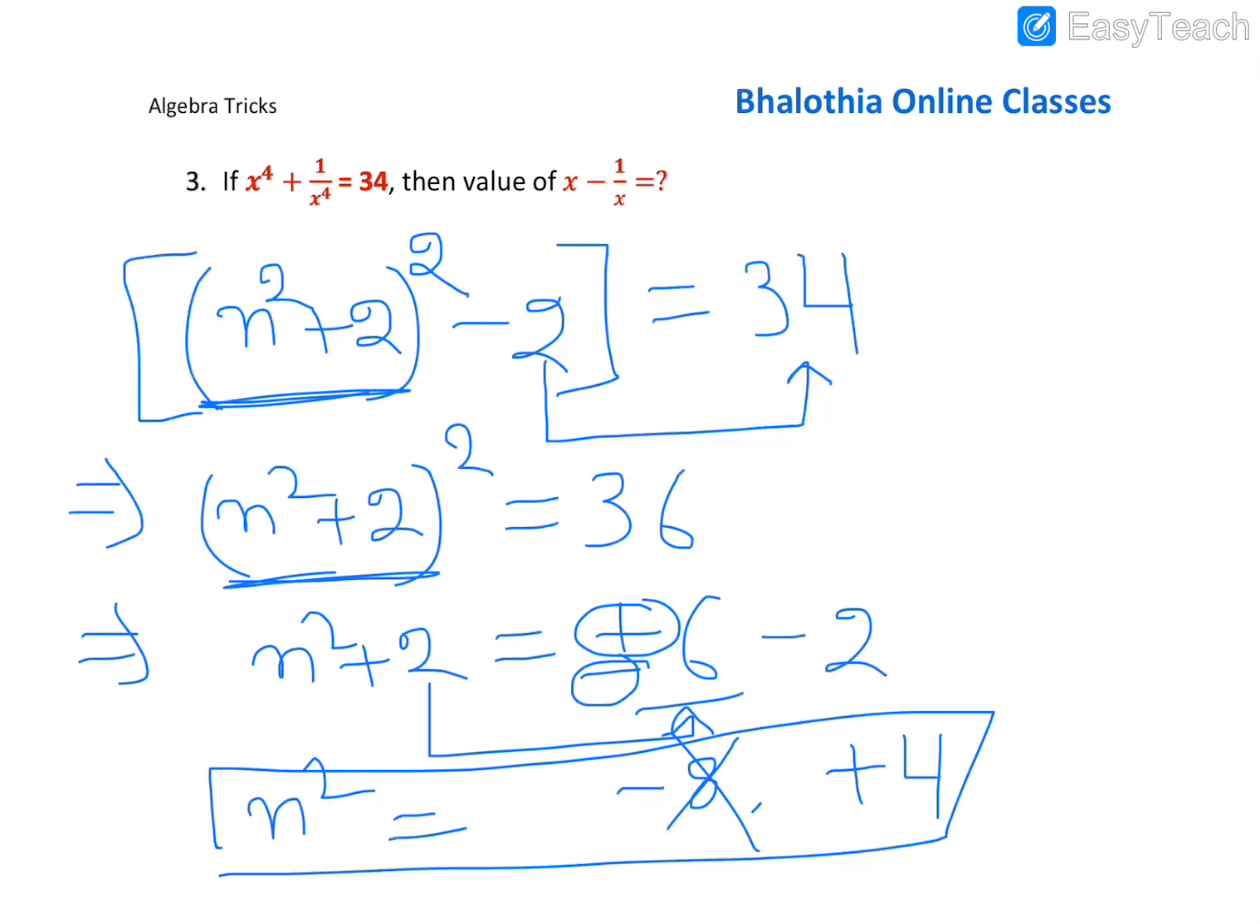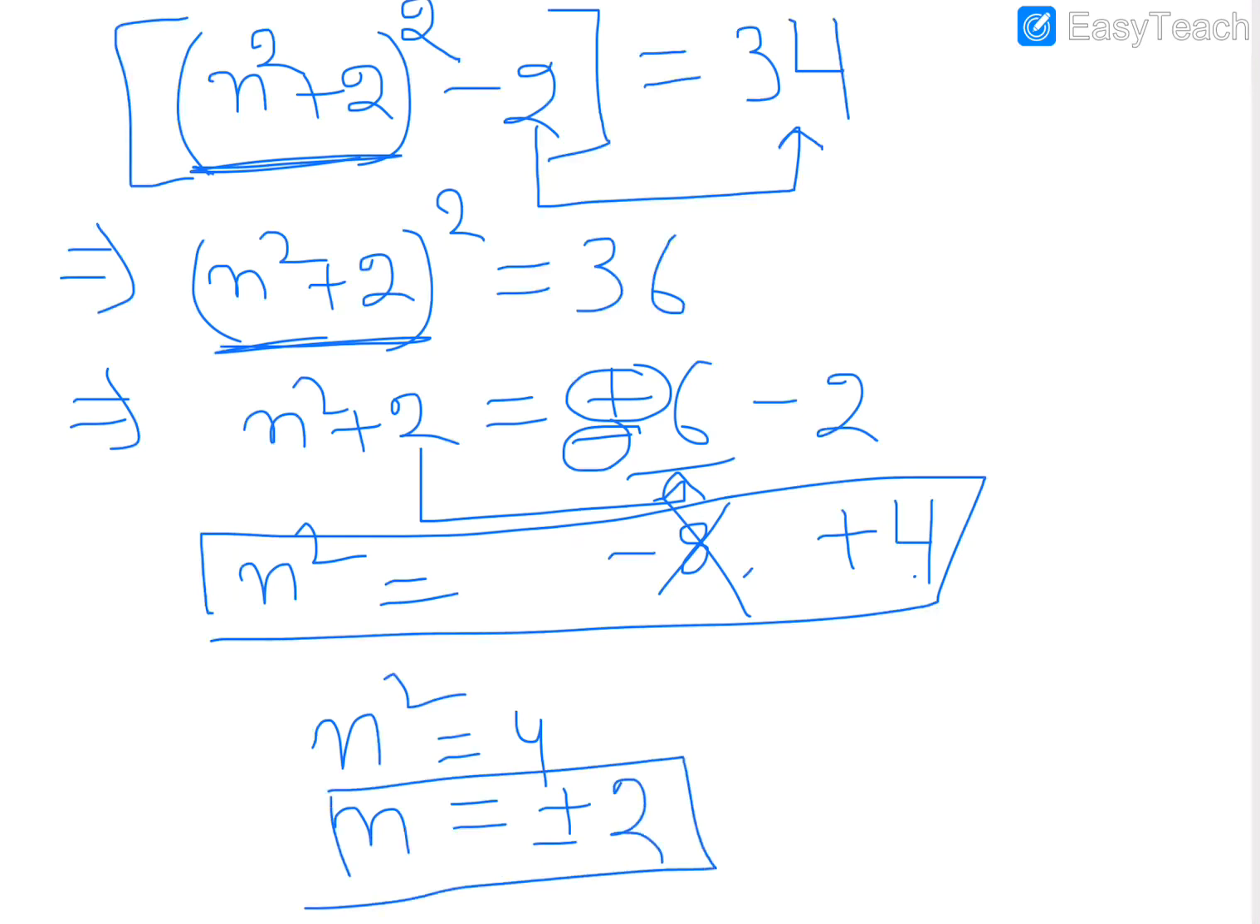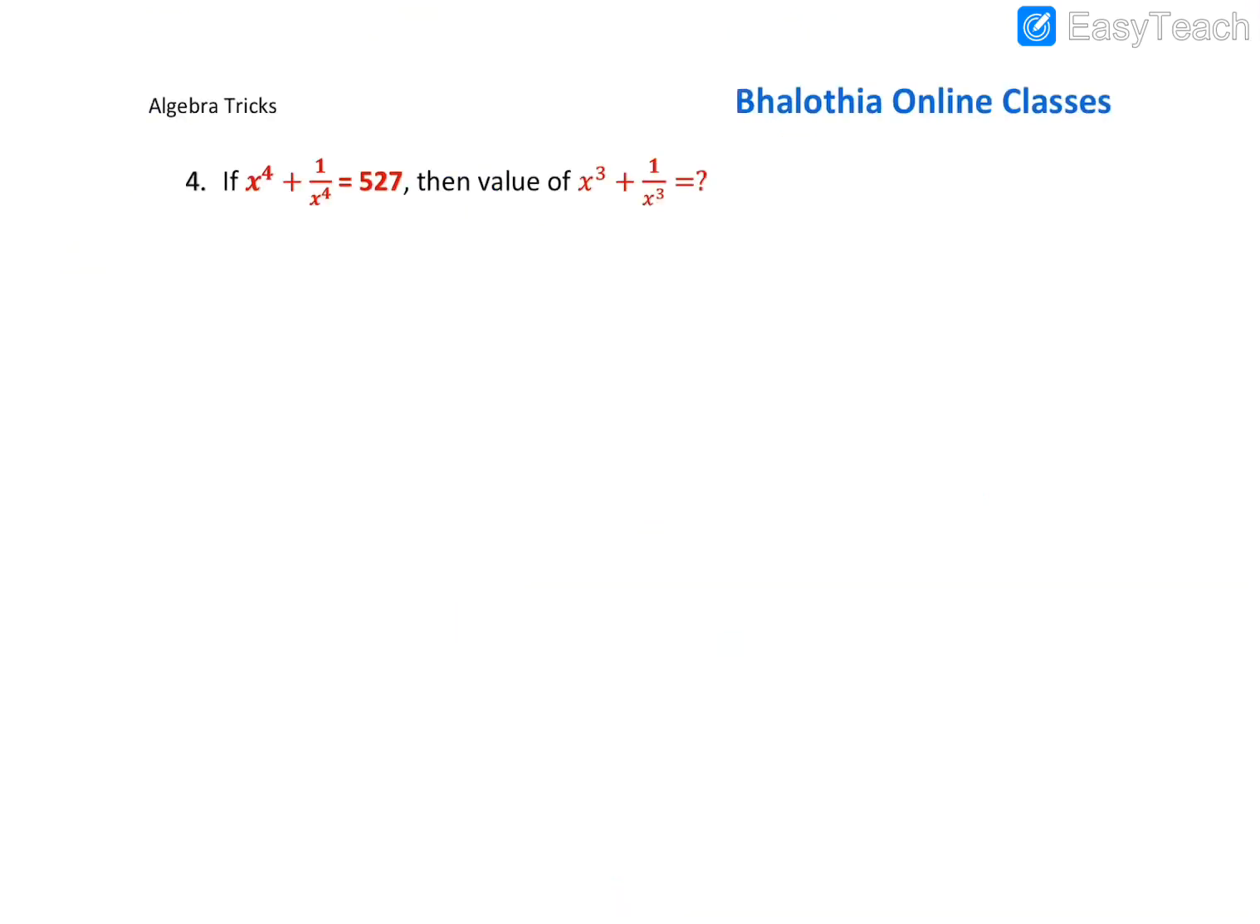Okay, a square value cannot be negative. So n square will be 4. And now what will be the value of n? n square equal to 4, so n will become plus or minus 2. So our answer will be plus 2 or minus 2. Okay, next let's move to the next question.